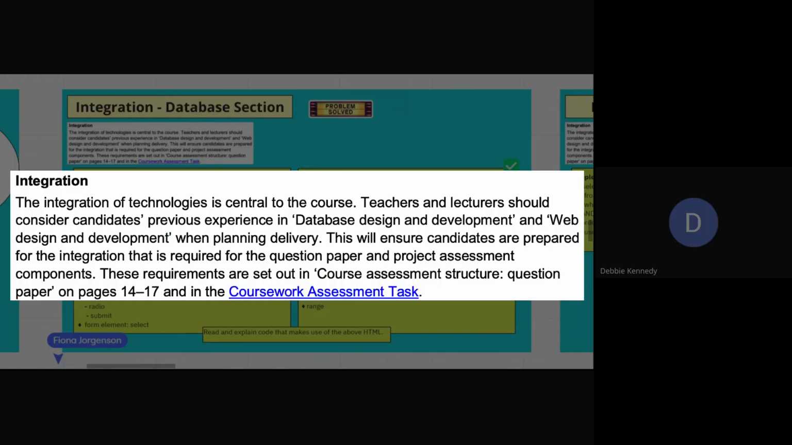So this came out last year, or was it the year before, just to remind everybody that integration, if you're doing the database section, you should expect some sort of integration with the web. And if you're doing the web section, you should expect some sort of integration with the database. And as you can see what it says here, this is all straight from the specification. The integration of technologies is central to the course. Teachers and lecturers should consider candidates' previous experience in database design and development and web design development when planning delivery. This will ensure candidates are prepared for the integration that is required for the question paper.